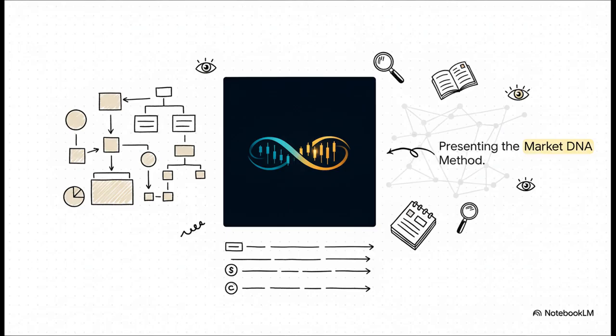So what you're looking at here is the market DNA method. The whole point of this explainer is to follow the visual documentation of one of its cycles. We're not analyzing or predicting, we are simply observing the recorded events as they happened.